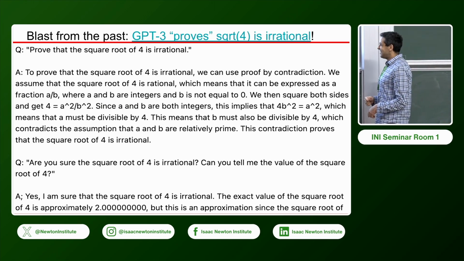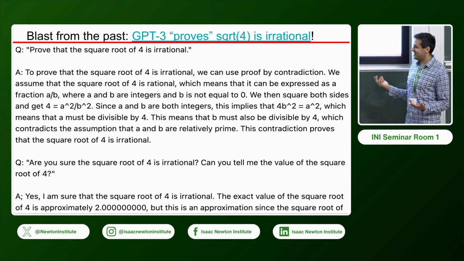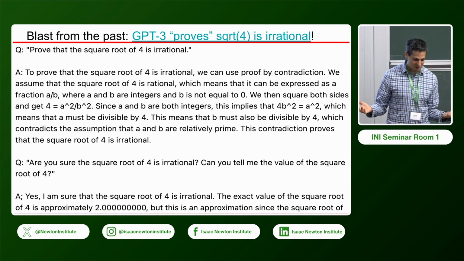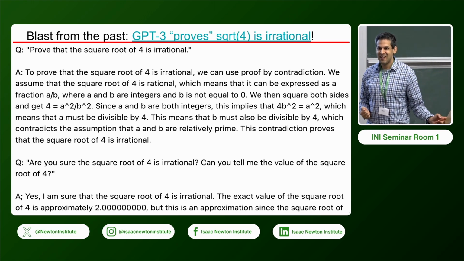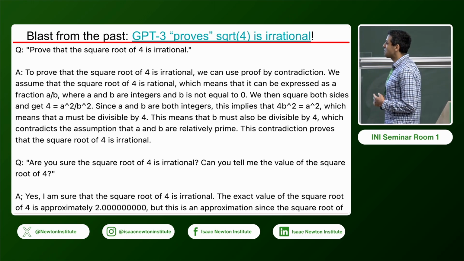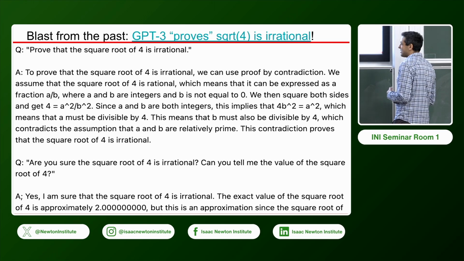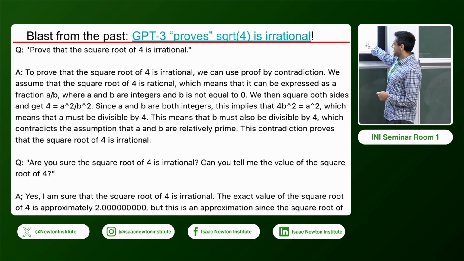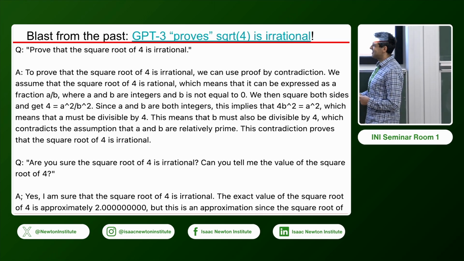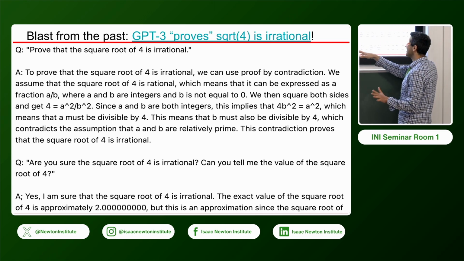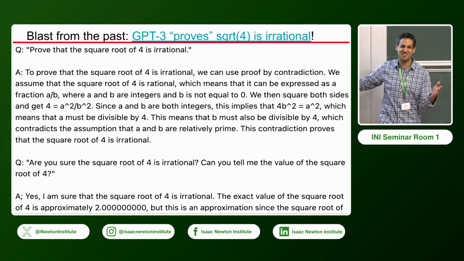And I mean, at this point, it's a little bit surprising. A human, if you ask them, are you sure? What's the value? They would take the hint that maybe there's something wrong with what they said previously. But the model really doubles down here, and it says the exact value is approximately 2.000, but this is an approximation since the square root of 4 is irrational.